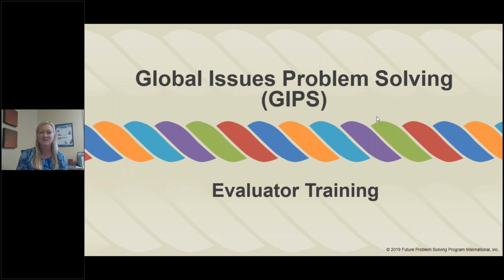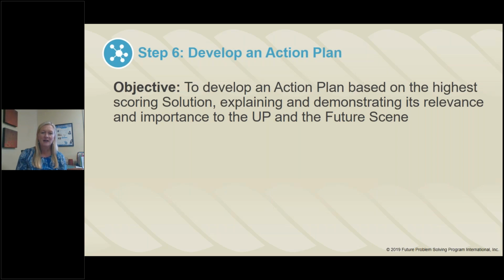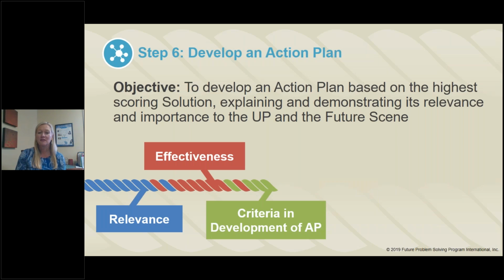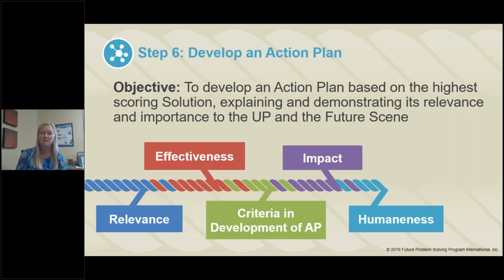very best solution. So in this step, the students choose their highest scoring solution, explain its relevance and importance to the future scene and the underlying problem. It's written in a narrative form, and it's evaluated on several aspects. The first aspect is relevance. We then have effectiveness, criteria that they've used to develop their action plan, the impact that this action plan has, the humaneness of this action plan, and the development of the action plan.